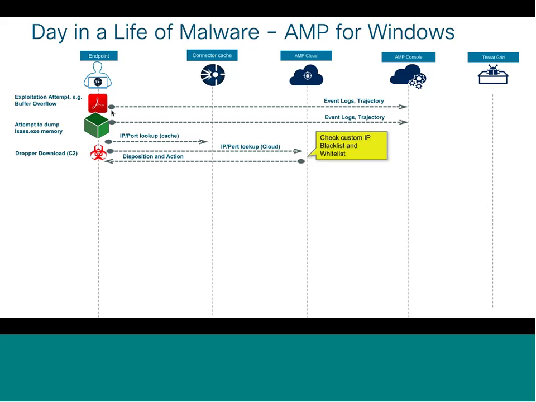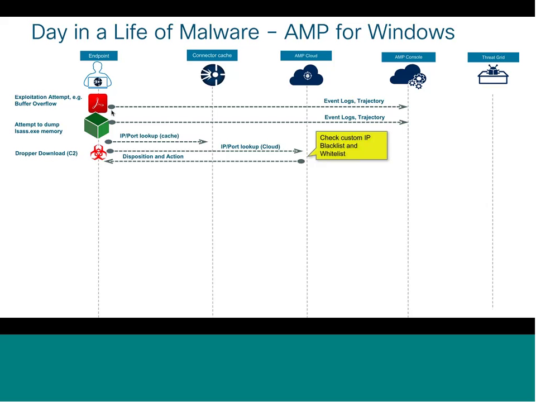The cache would be there only in case this particular combination of an IP and port pair was already looked up. Finally, if it's not there, we go to the AMP cloud and ask the AMP cloud whether it knows or has the reputation for that pair. It also checks at this point whether we have a custom IP whitelist or a custom IP blacklist that is assigned by this particular customer with this business identifier.